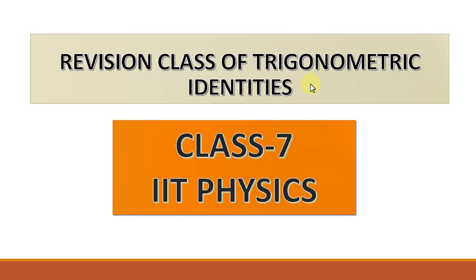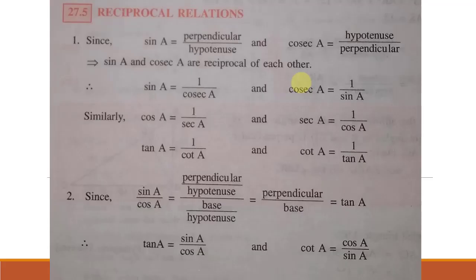So today's class also we will discuss trigonometric identities. Today we will discuss some different topics. In that, the first topic is reciprocal relation. Children, we already discussed there are total 6 important trigonometric functions. What are those 6 important functions? Sine, cosine, tangent, cotangent, secant, and cosecant. So now we will see the reciprocal relations.